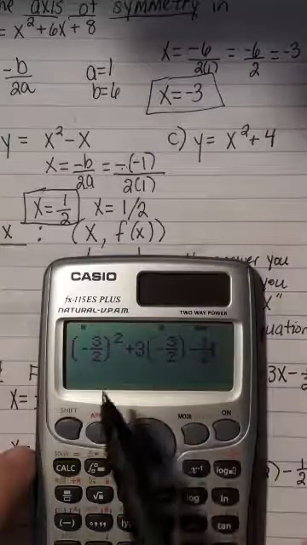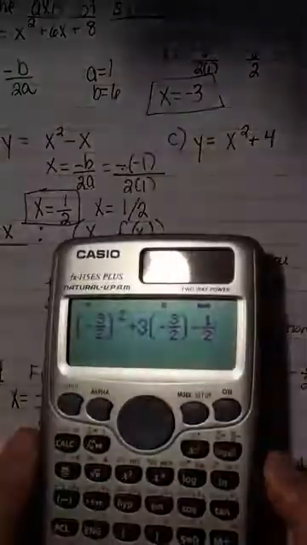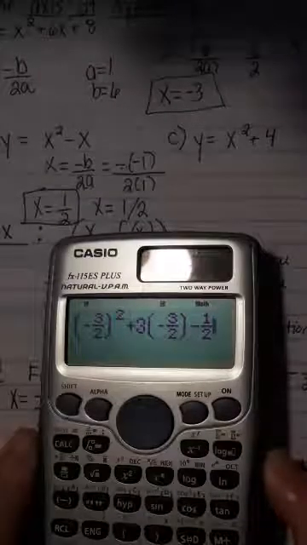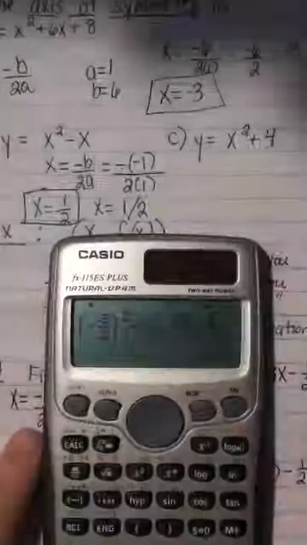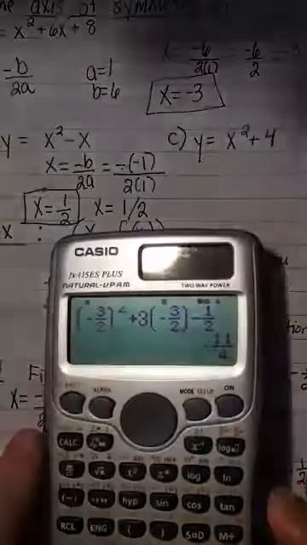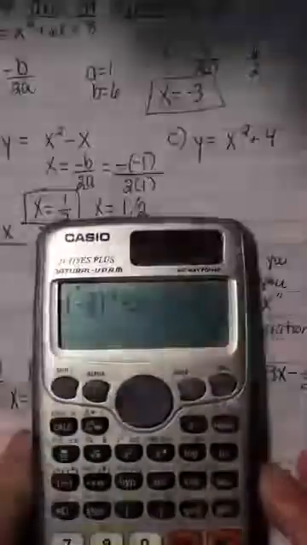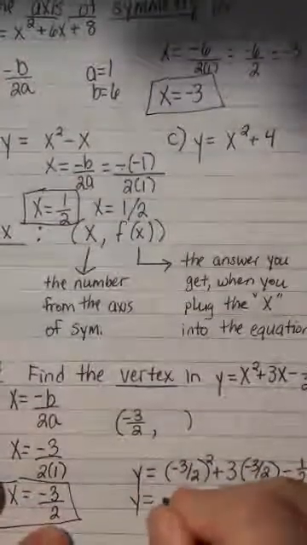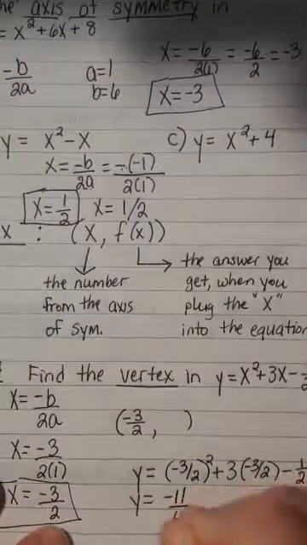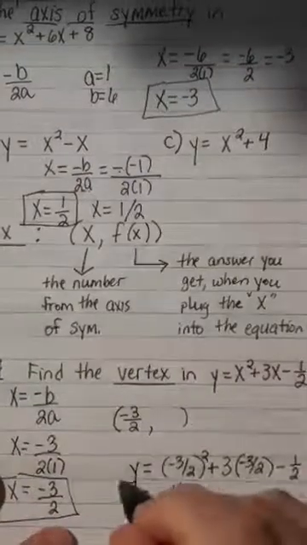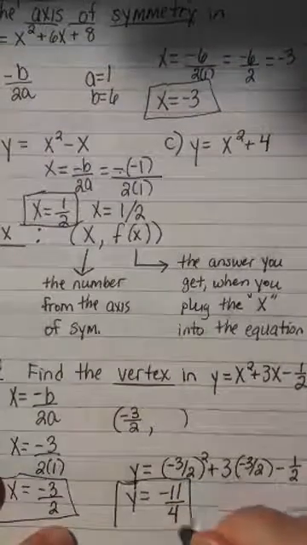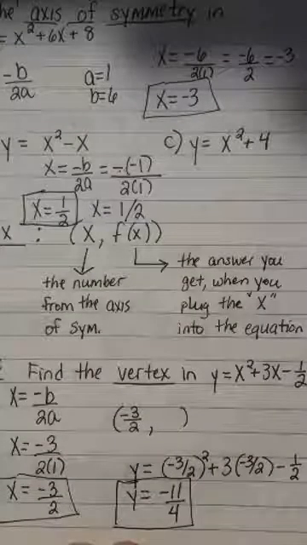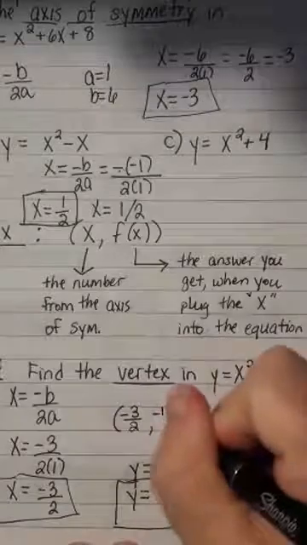Alright, hopefully you can see it there. You just type in exactly what we have on paper with your fractions. Hit equals, and it gives you your answer, negative 11 over 4. So y equals negative 11 over 4. That's your y coordinate. So that's the second number in your parentheses, negative 11 over 4.